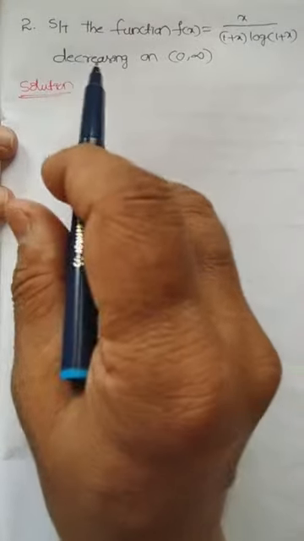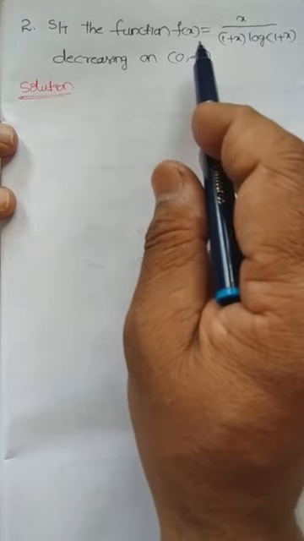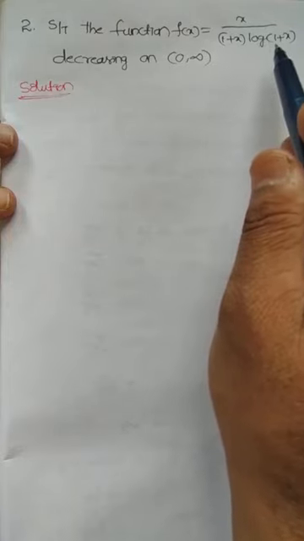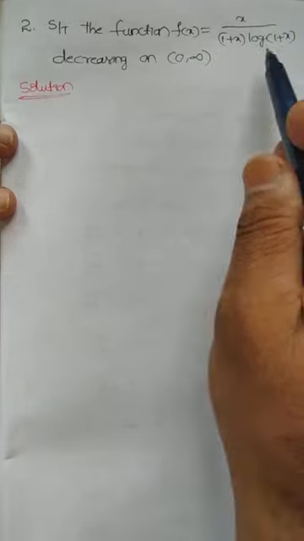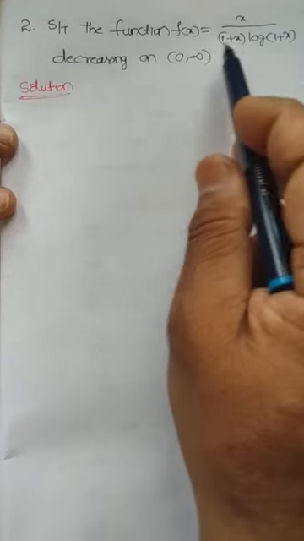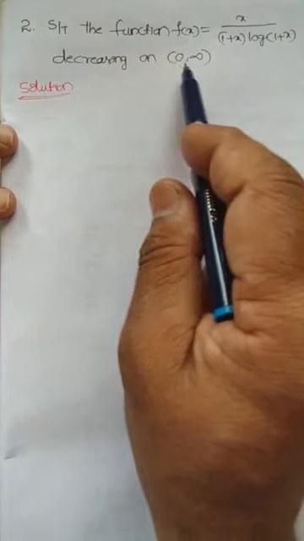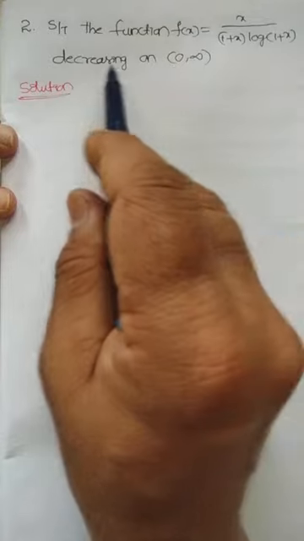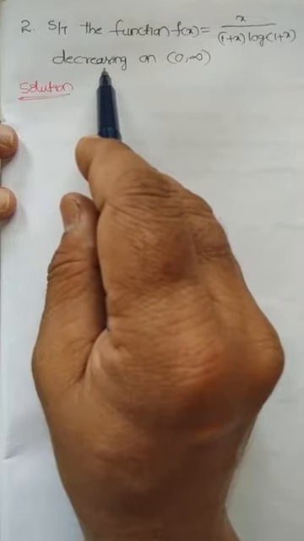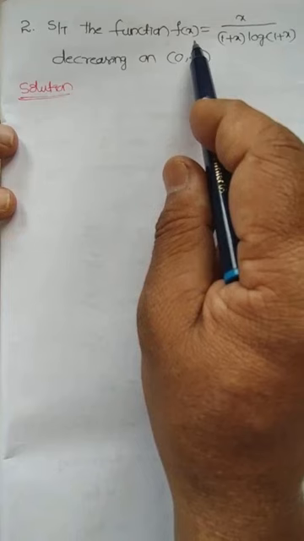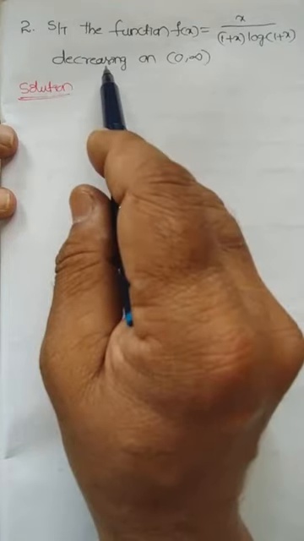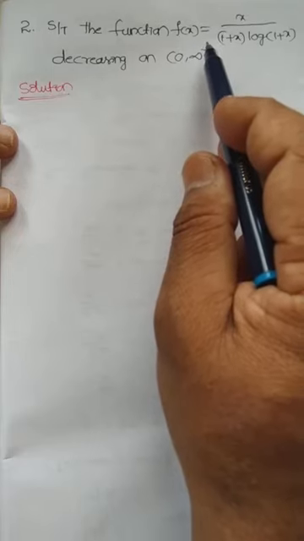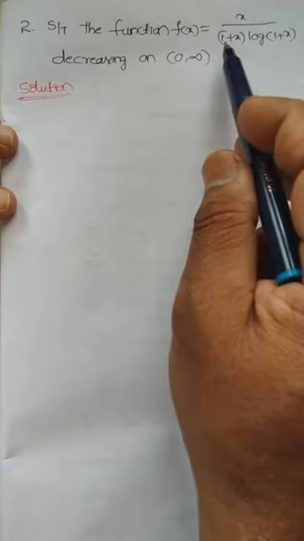Next problem: we have to show that the function f(x) = x/((1 + x) log(1 + x)), as you have been given, is decreasing on the interval 0 to infinity. We have to show that. So according to the definition of a decreasing function, we have to show the derivative of this function must be lesser than 0 in this interval. So let us find the first derivative of the above given function.